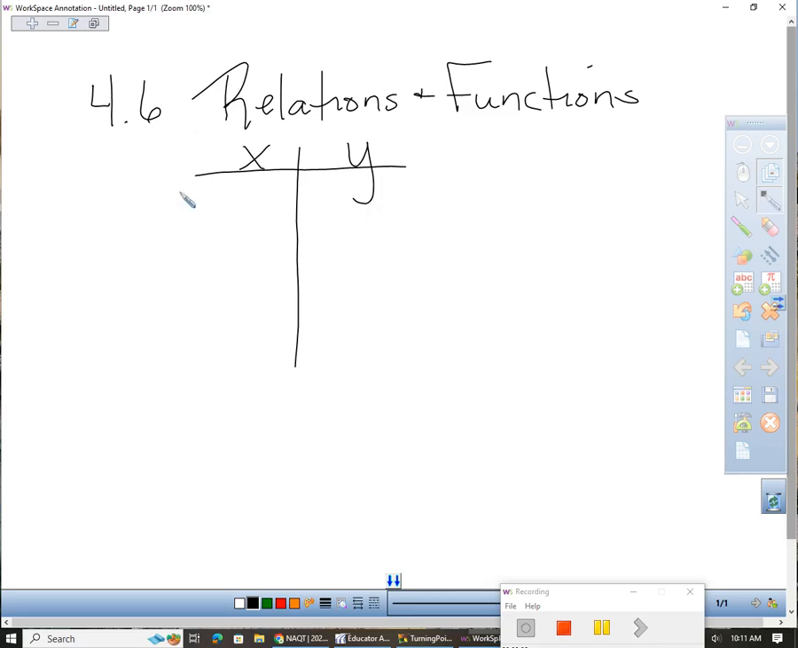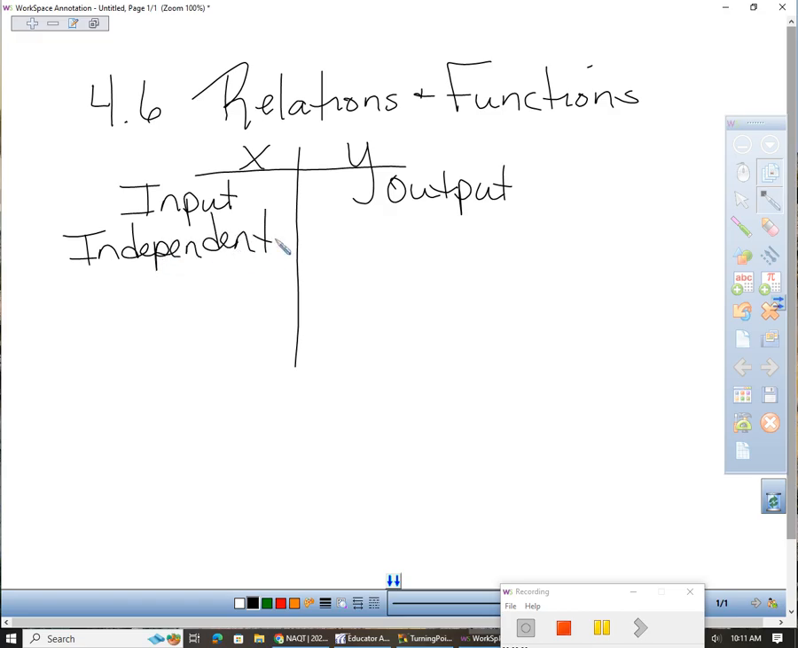One of them we use for X is input. And if X is our input value, what is our Y value? Output. Very good. What is another word we use for X? Variable. Independent. Perfect. So if we call X independent, what do we call Y? Dependent.